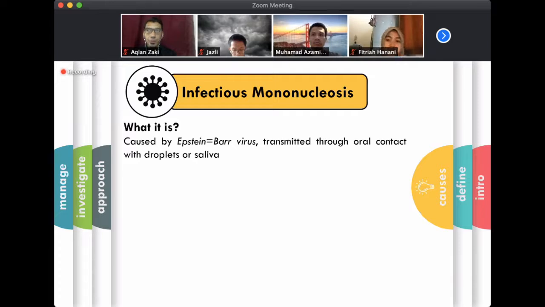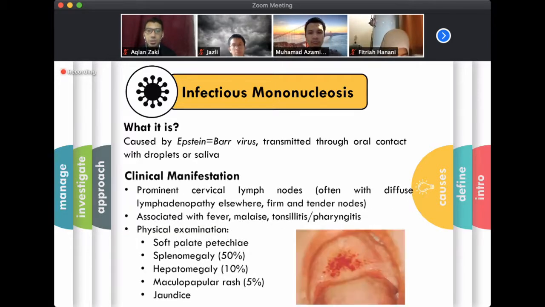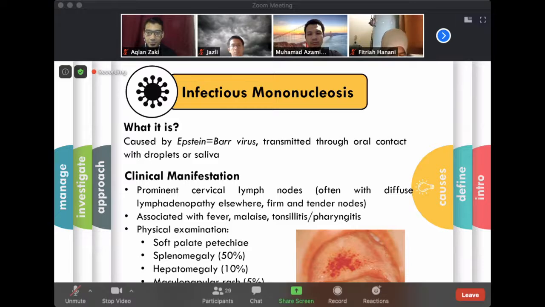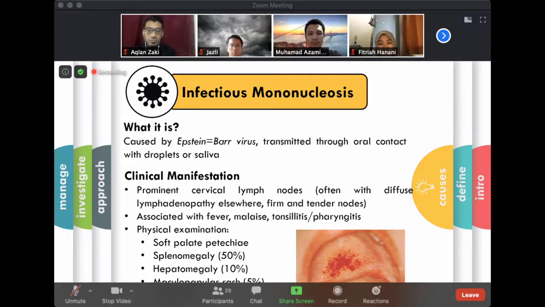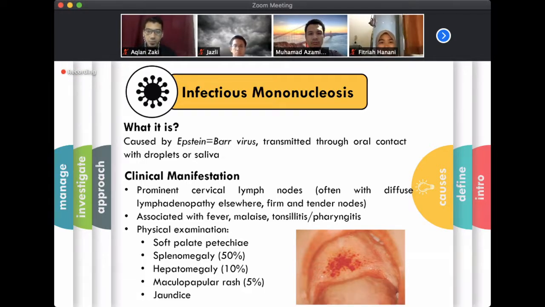So the patient will present with a prominent cervical lymph node that may be associated with fever and also tonsillar pharyngitis. On physical examination, the feature that is highly associated with this disease is the soft palate petechiae, as you can see in this picture. Some patients may also have hepatosplenomegaly, maculopapular rash, and also jaundice.